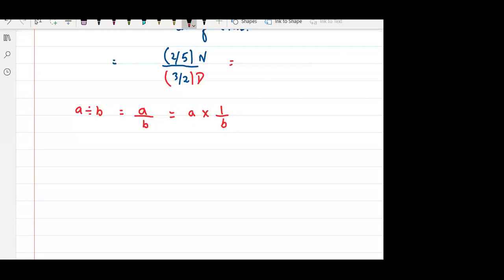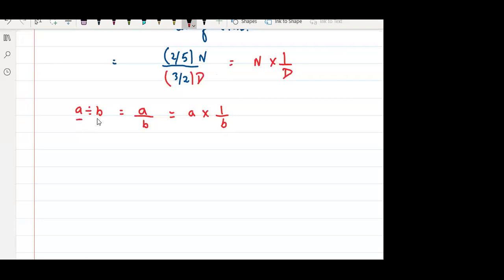Yes or no? Basic definition. Can I say it is equal to n into 1 by d? This is basically n into 1 by d. It is the basic term of definition. Right? You have studied division since class 3-4.